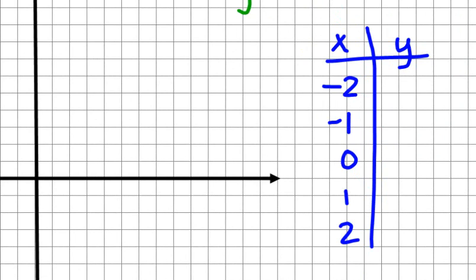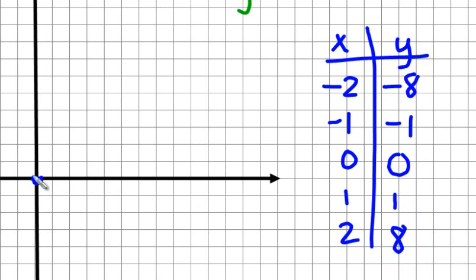Okay, remember when you're cubing a number, you're actually multiplying that number by itself 3 times. So this is negative 2 times negative 2 times negative 2. Notice negative, negative, negative. That's going to give you a negative. 2 times 2 times 2 is 8. Do the same thing for these others, and you get negative 1, 0, 1, and positive 8.